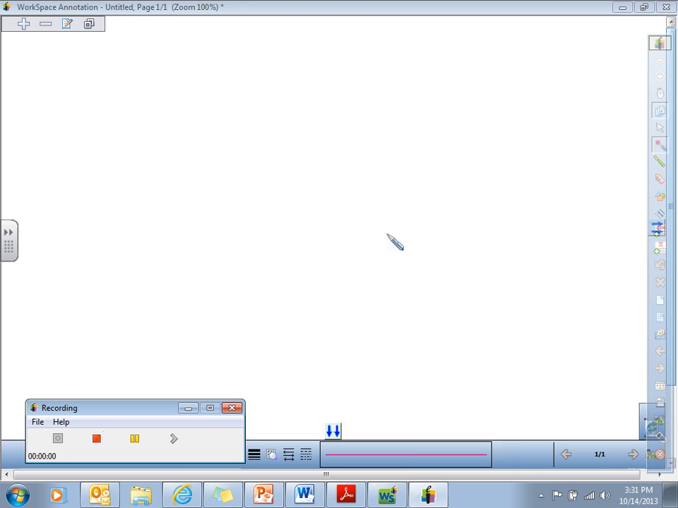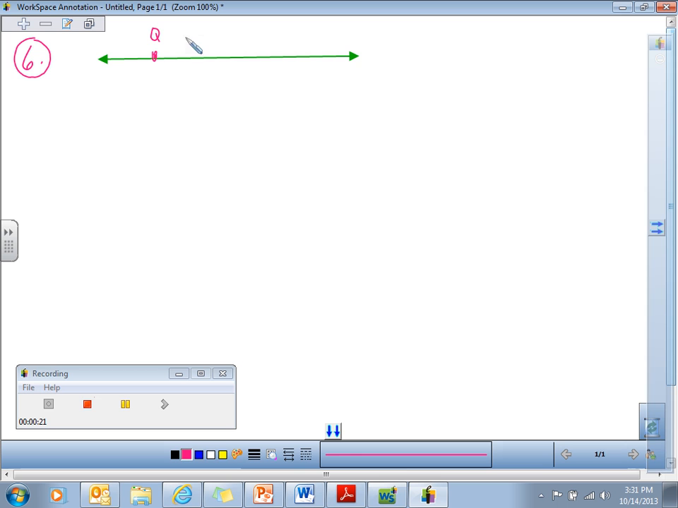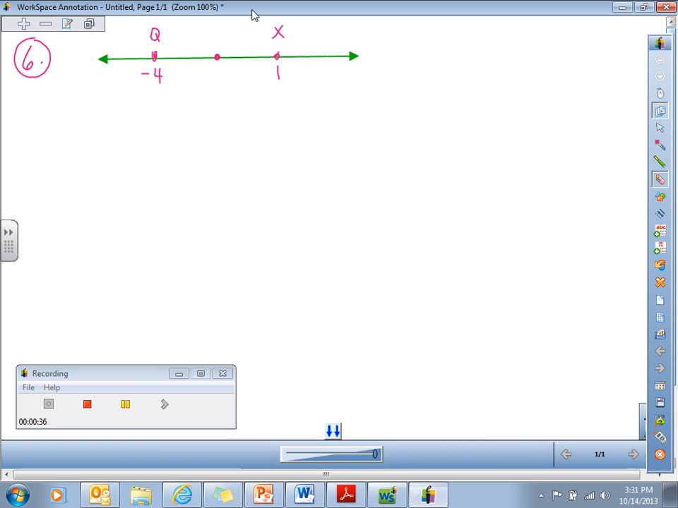Okay, number 6, right? Okay, we have, once again, the segment here. It says the coordinates of the midpoint of QX. So Q is here, and X is over here. Q is at -4, and X is at 1. So we want to find the midpoint. What would be in the middle there? Just this way. So how would we do that?